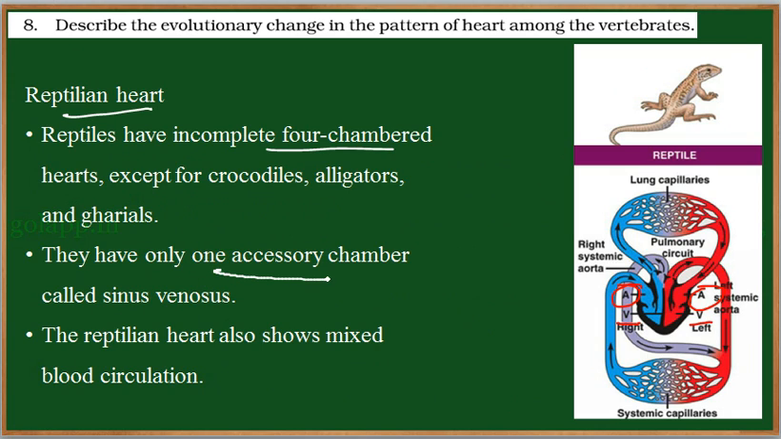Apart from this, they have an accessory chamber called sinus venosus. This is nothing but an extended pouch-like structure which is present outside the heart. It is an accessory chamber that receives the blood from the superior and inferior vena cava. Now here also, like amphibians, the right auricle receives deoxygenated blood and the left auricle receives oxygenated blood. Both are pumped into the ventricle and a slight mixing of blood takes place in the reptile circulation.